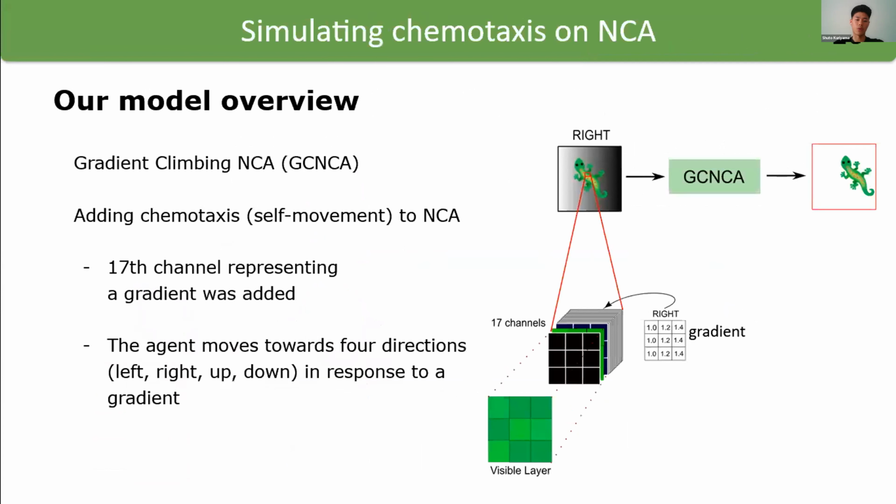Next, I'm going to explain our research model. We added chemotaxis, self-movement, to neural cellular automata. In order to do that, we added a 17th channel that represents the environmental gradient. The agent moves in 4 directions, left, right, up, and down, in response to the environmental gradient.